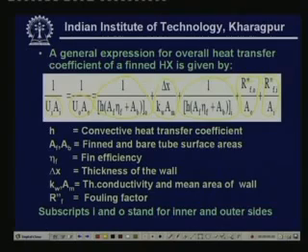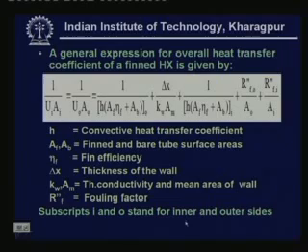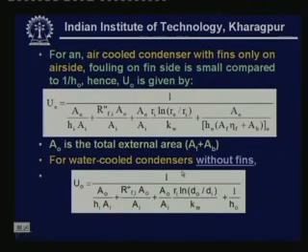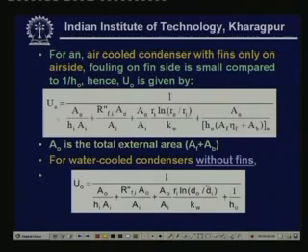Now let us look at some special cases where some simplification is possible. For example, for an air cooled condenser with fins only on the air side, that means we do not have any fins on the internal side. For this kind of condenser, you find that the fouling on the fin side is small compared to the convective heat transfer resistance on the fin side. So we can neglect the resistance due to fouling on the fin side. If you neglect it, the expression for the overall heat transfer coefficient is given by this equation, obtained by simplifying the equation shown in the previous slide.